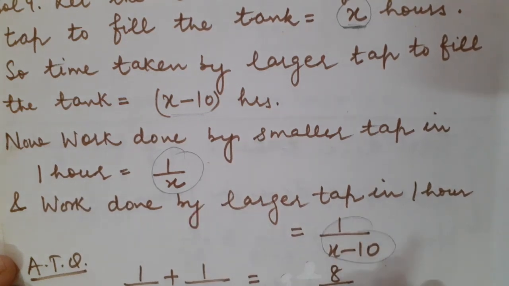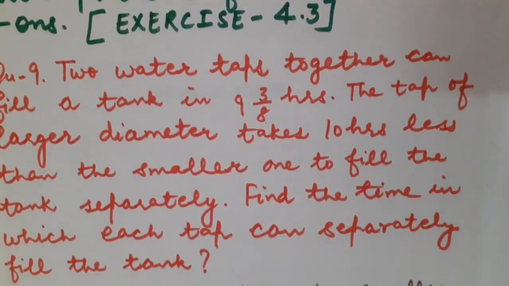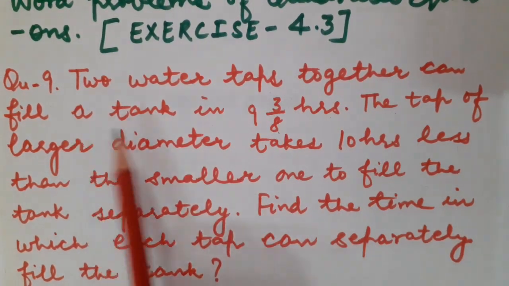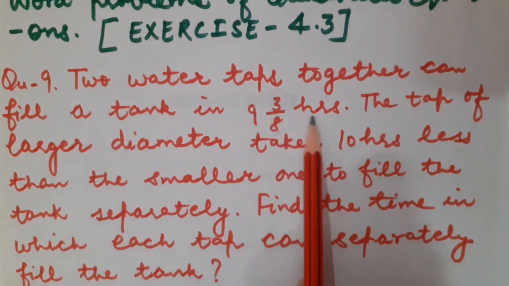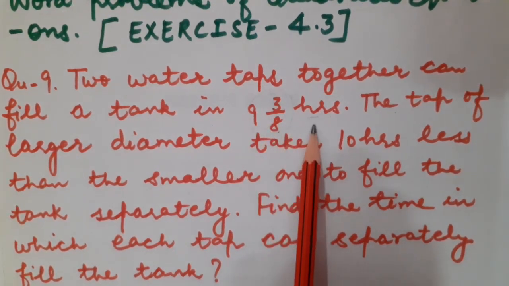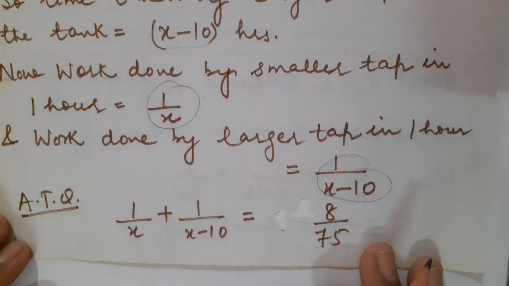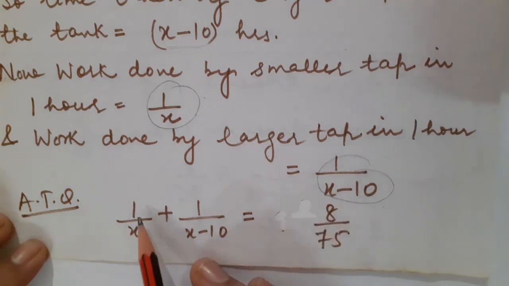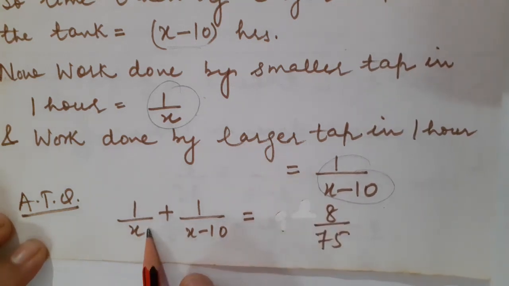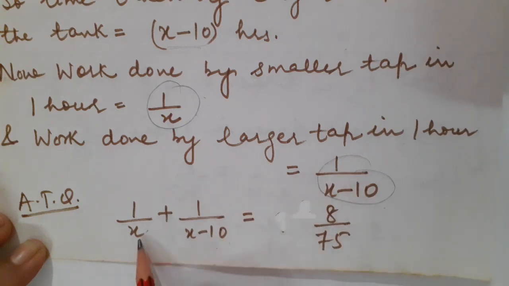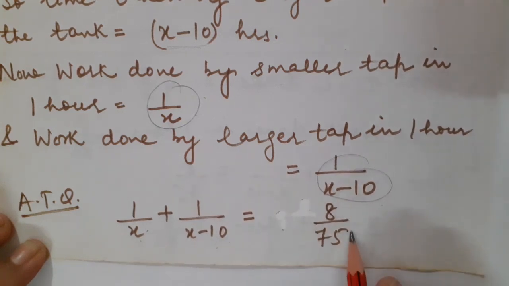Correct, children? Now according to the question, I am going to read the very first line once again. Two water taps together can fill the tank in 75/8 hours. So this is the total time taken by both the taps to fill the tank. But here we are dealing with work done. So what will be the total work done by both the taps? This is 1/x, the work done by the smaller tap in 1 hour. This is 1/(x minus 10), the work done by the larger tap in 1 hour. So work done plus work done must be equal to the total work done.